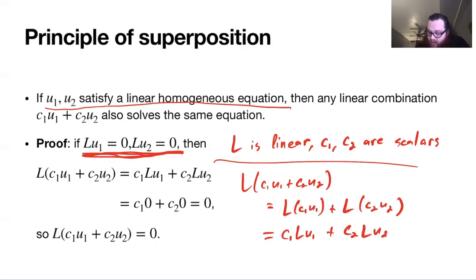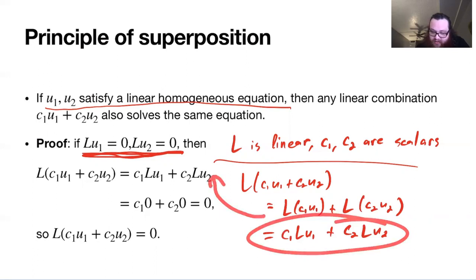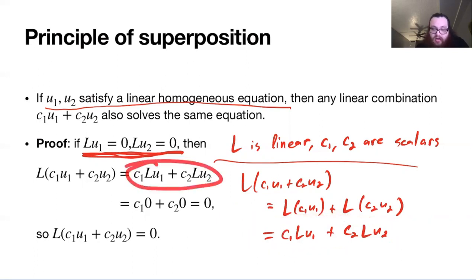But the observation now is that U1 and U2 are both solutions to this linear homogeneous equation, which in practice means this thing right here is equal to 0. Likewise, this thing right here is equal to 0. So we get C1 times 0 plus C2 times 0, which of course is 0. So L applied to this linear combination is also 0.